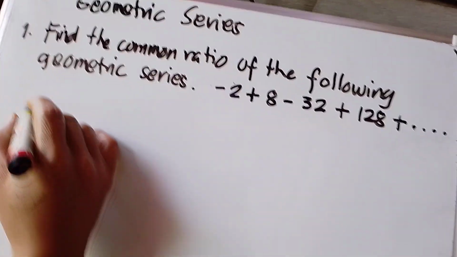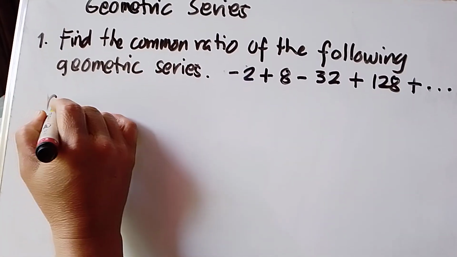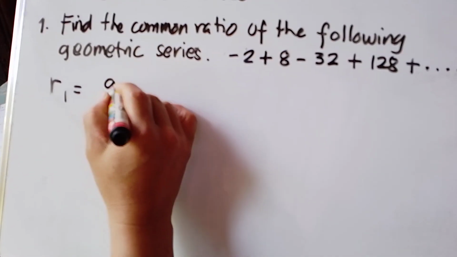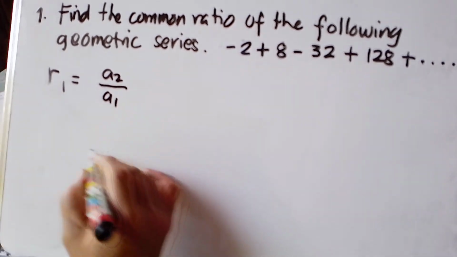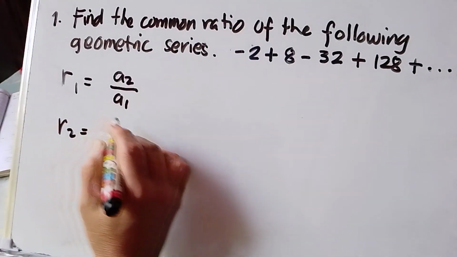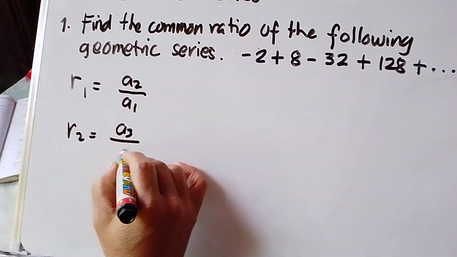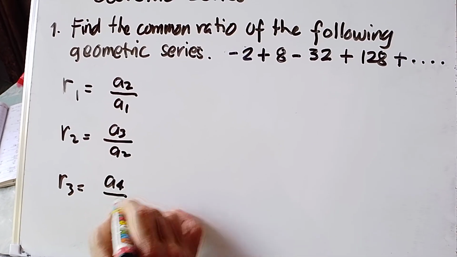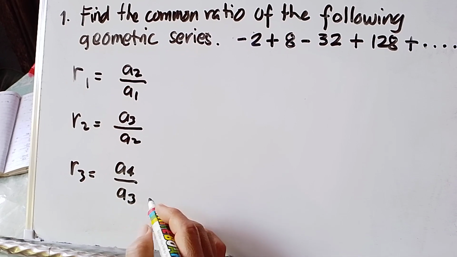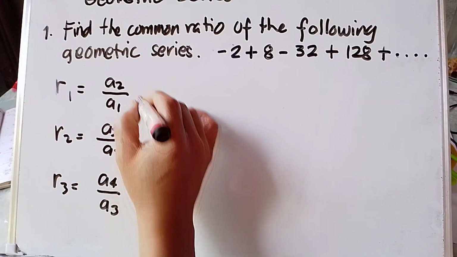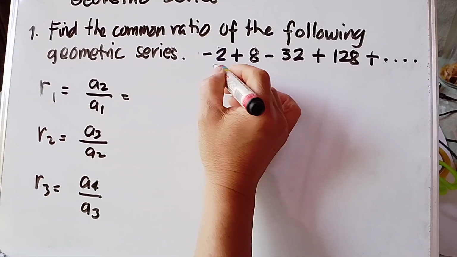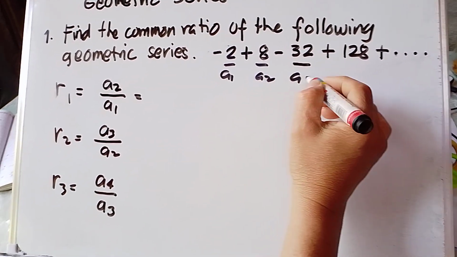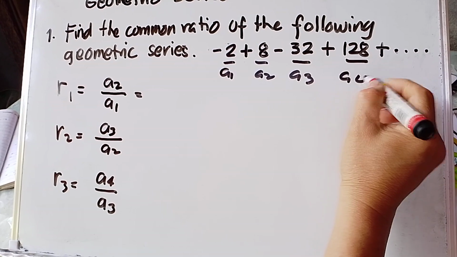So to find the ratio, I need to write R1, which is my A2 over A1. And then R2 will be A3 over A2. Then R3 will be A4 over A3. So if we substitute, this will be A1, A2, A3, and then A4.